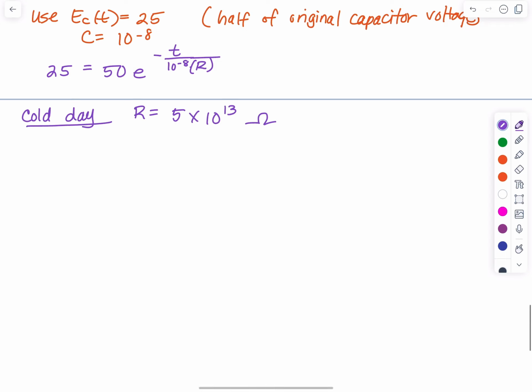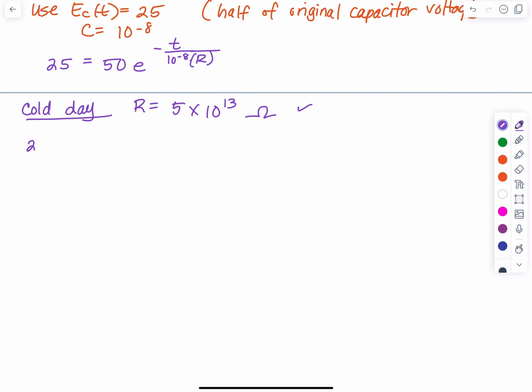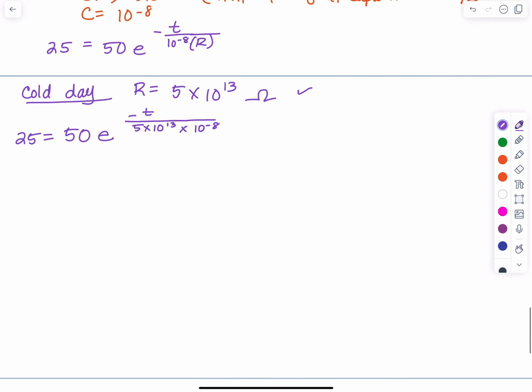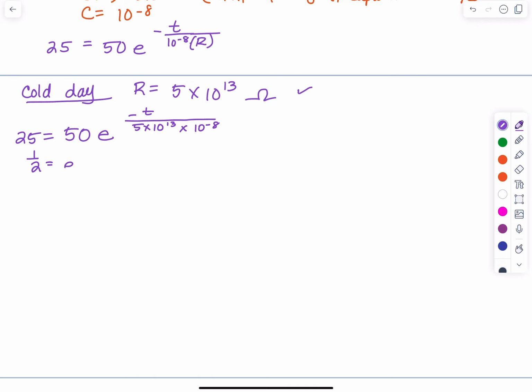Okay, so now since we're going to use on our cold day that value for R, we have 25 is equal to 50 e to the negative t divided by 5 times 10 to the 13th, and of course times 10 to the negative 8th. I'm going to go ahead and bring that 50 over. Okay, and then we end up with 1/2 equals e to the negative t over 5 times 10 to the 5th power.